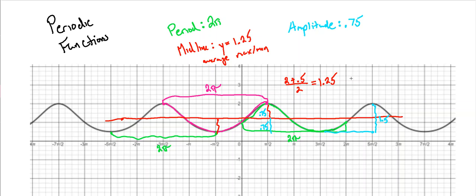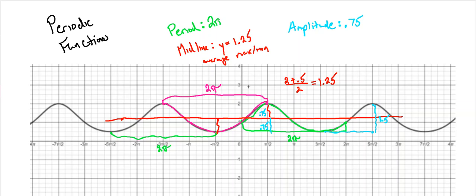The midline splits it perfectly in half because the amplitude, which is half that total distance, you can kind of think about it as a distance you go up from the midline to hit the maximum and down from the midline to hit its minimum.